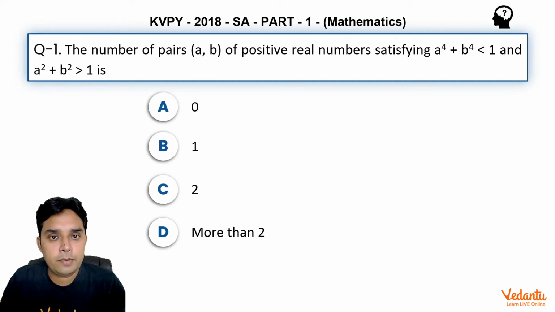We are discussing paper of KVPY 2018 essay stream. This is question number 1 of part 1 from the topic inequations. This question says the number of pairs (a, b) of positive real numbers satisfying a power 4 plus b power 4 less than 1 and a square plus b square greater than 1 is option A 0, B 1, option C 2 and D more than 2.